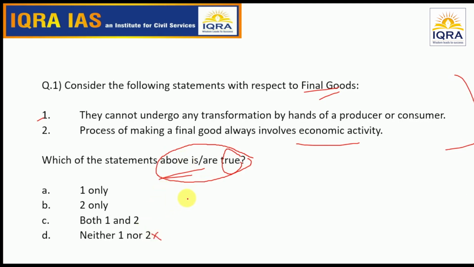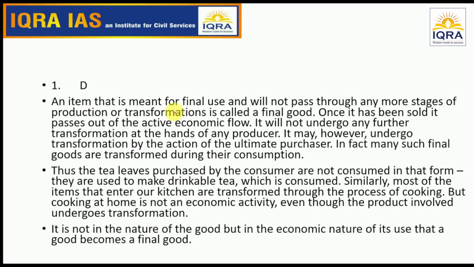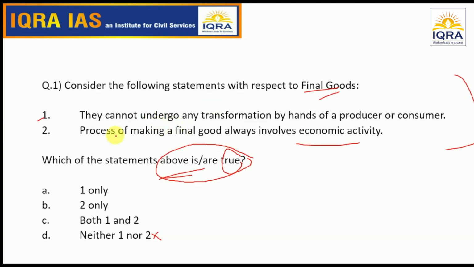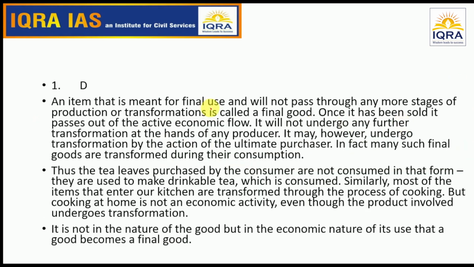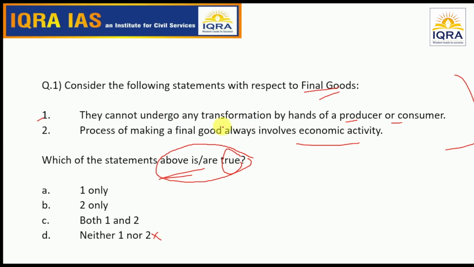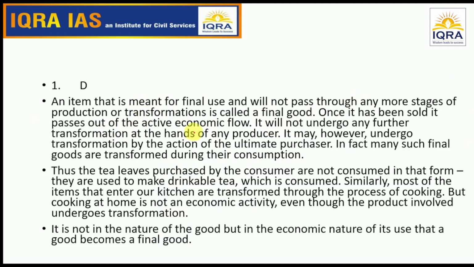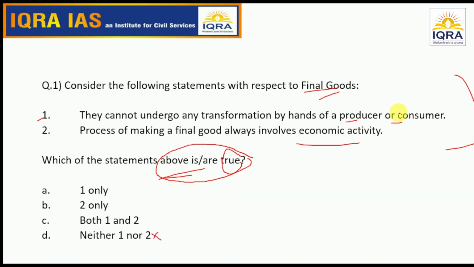Why? Because any item like, they cannot undergo any transformation by the hands of a producer or a consumer. This statement in itself is wrong, because an item that is meant for final use will not pass through any more stages. So when it has been sold or passes out of the economic active flow, it will not undergo any further transformation by the hands of any producer. So here, producer is written, and a producer cannot do so once it is a final good.